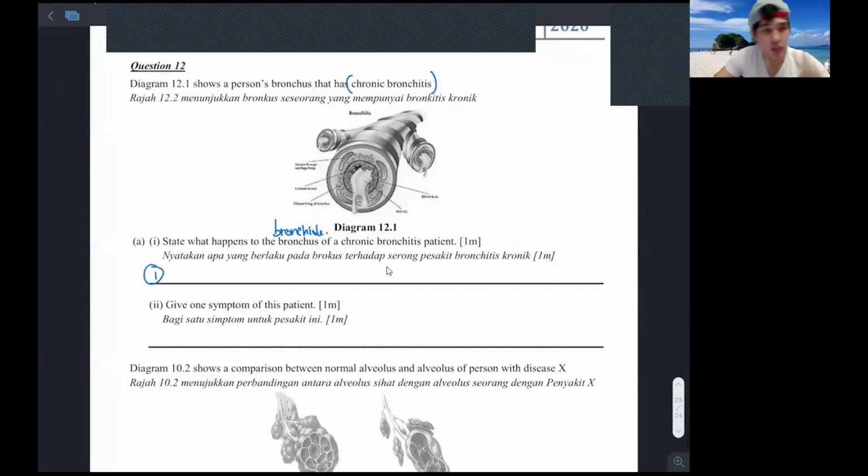What happened to their bronchial tubes? There are two things you can say. I know here's only one mark. Number one, you can say the bronchial tubes become inflamed and swollen. And number two, what else can you see in the diagram? There's a lot of mucus. You also can say excessive mucus is secreted in the bronchial tubes.